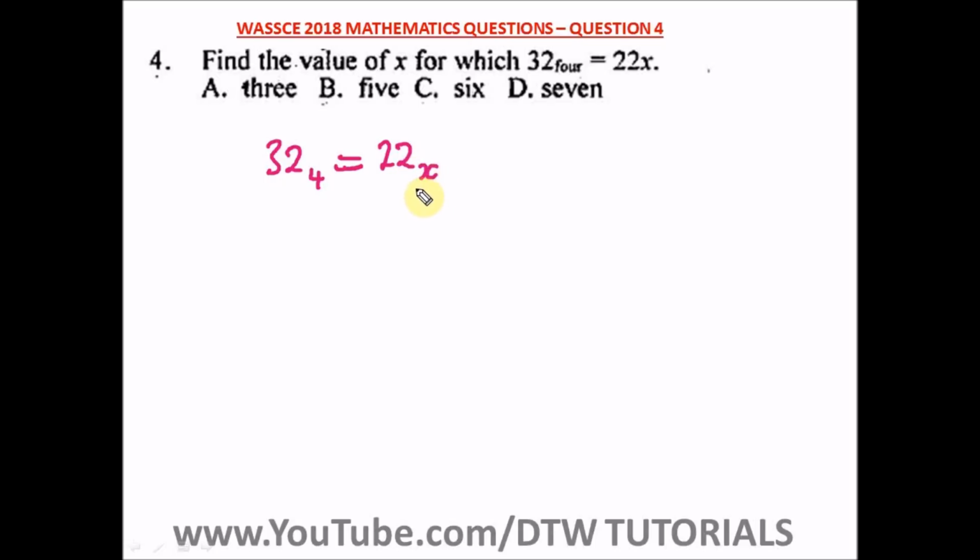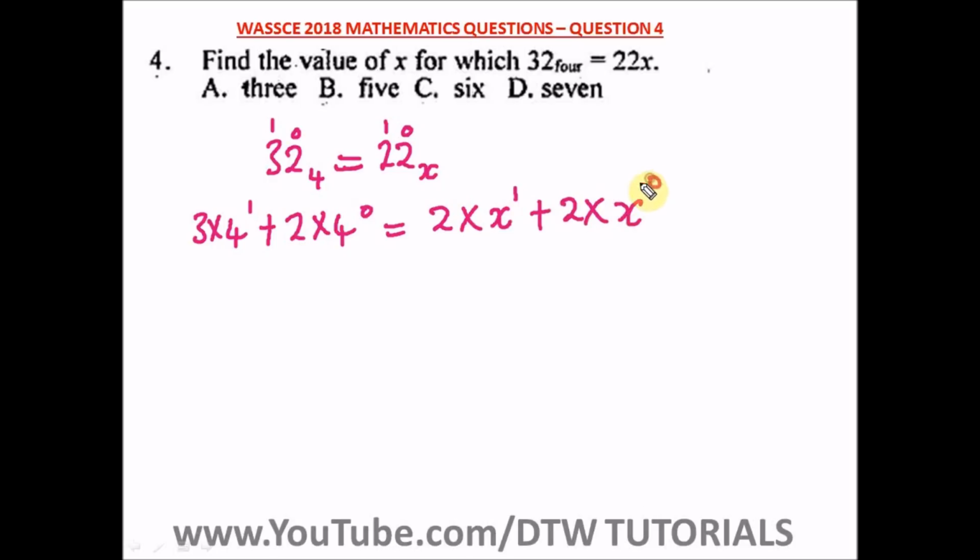So we have the same base on both sides, and definitely we'll look for x. Okay, so this will be a 0 and 1 here, this will be a 0 and 1 here. So remember our number bases. Okay, so for 3, what do we have? We have a 3 times 4 raised to power 1, that is converting to base 10, plus 2 times 4 raised to power 0, equal to 2 times x raised to power 1 plus 2 times x raised to power 0.